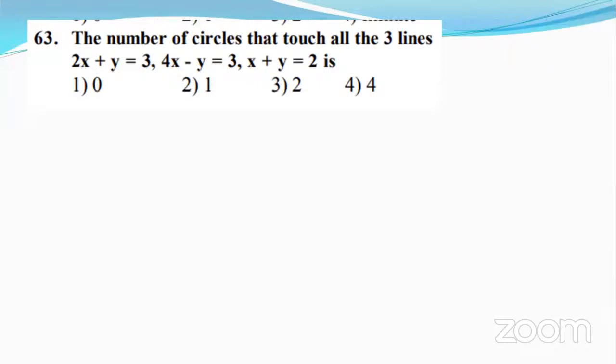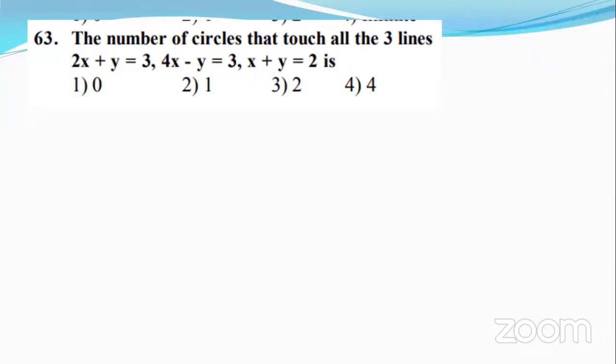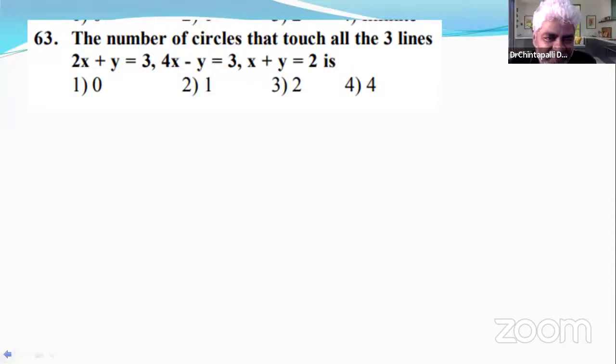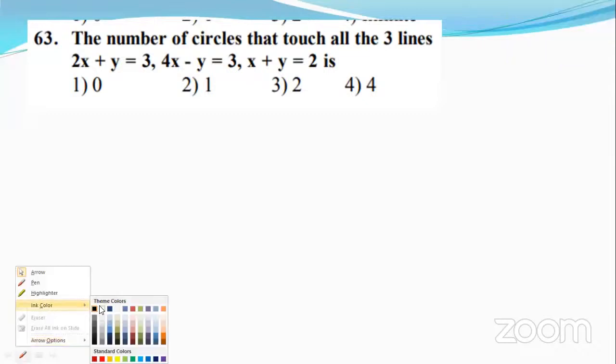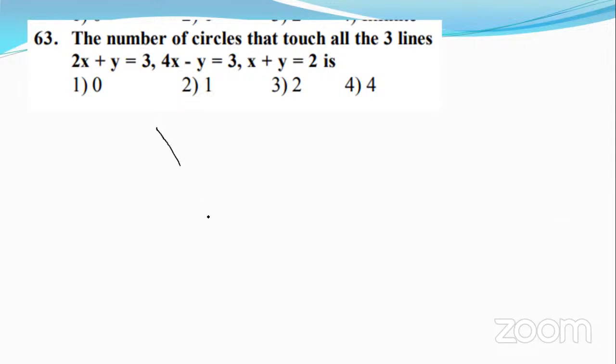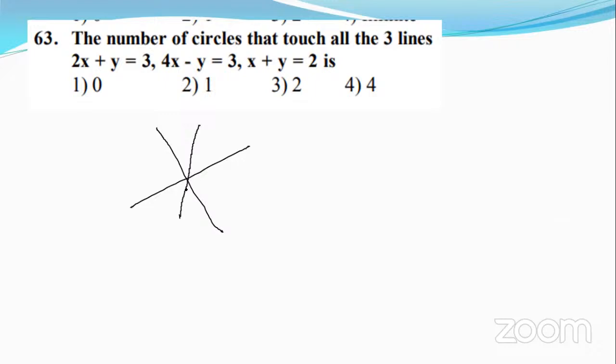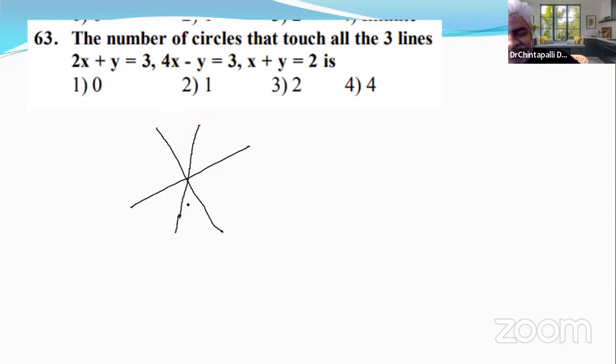Is it zero? Got it? The answer is zero, because the given three lines are intersecting at one point. Intersecting is okay for two lines. For more than two lines, it is concurrent. So this is one line, this is another line, this is another line. Concurrent, yes. Your answer is zero.